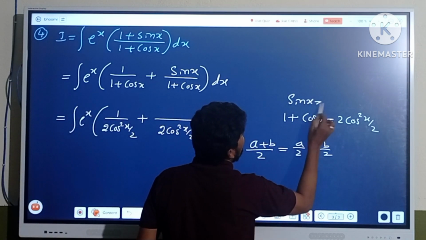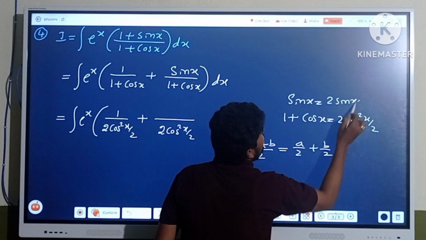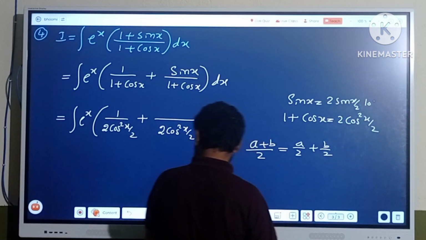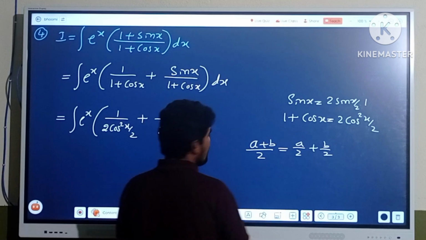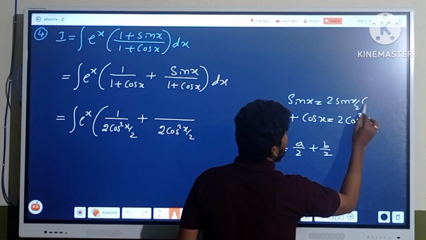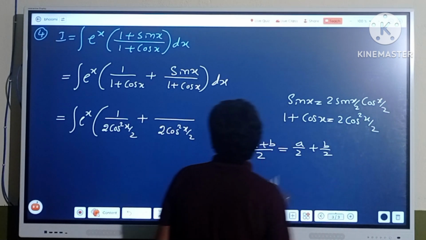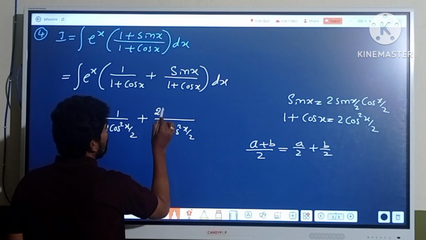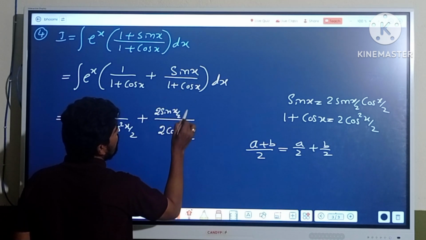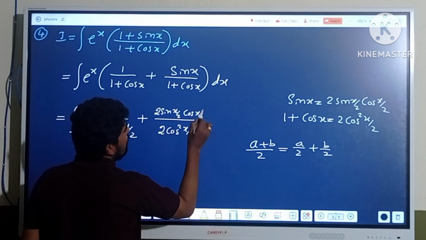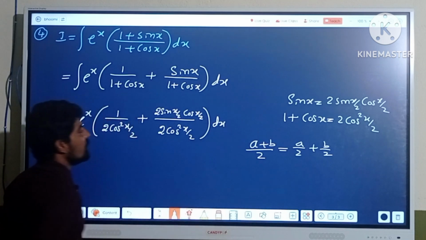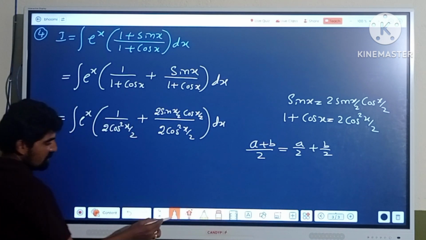Sin x can be written as 2 sin x by 2 into what? Cos x by 2. 2 sin x by 2 into cos x by 2. Therefore sin x can be written as 2 sin x by 2 into cos x by 2 with respect to x. I hope all of you are understanding.